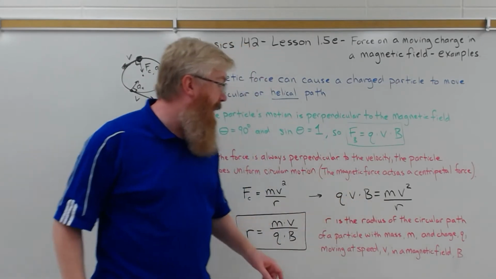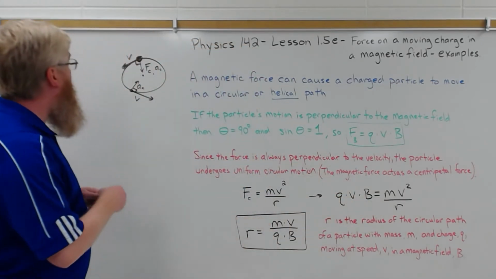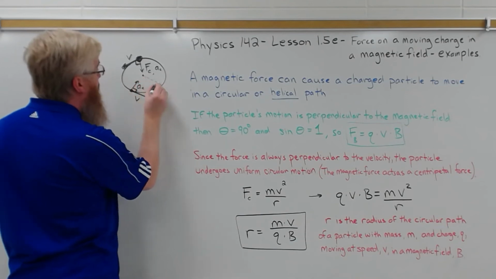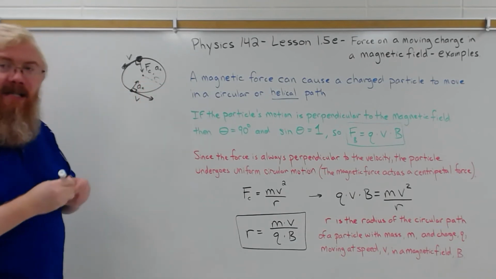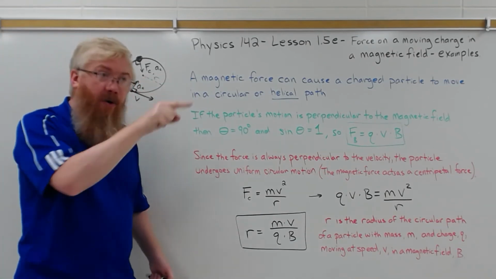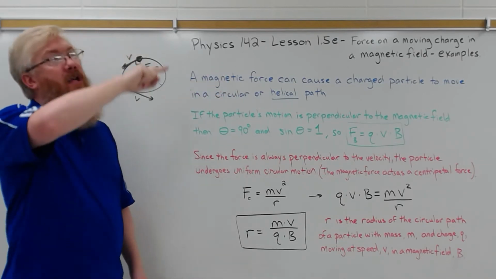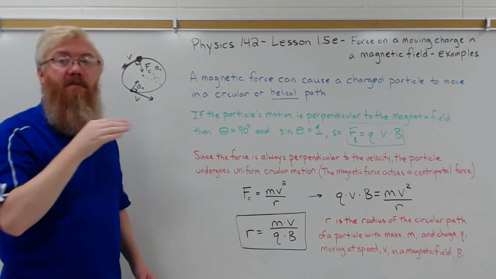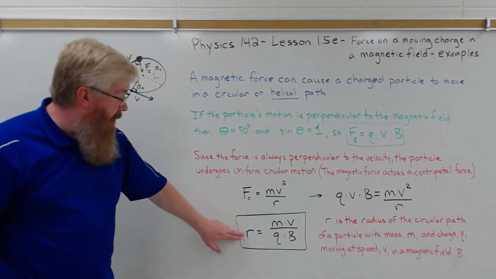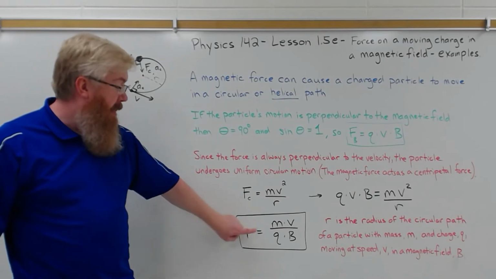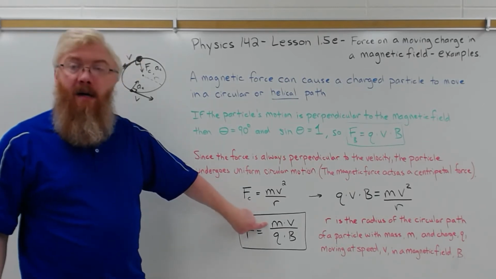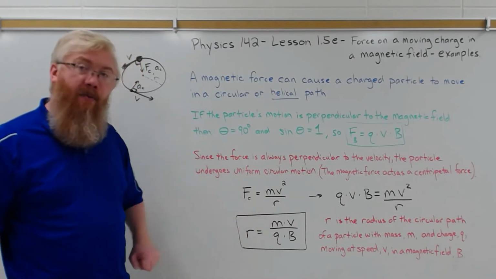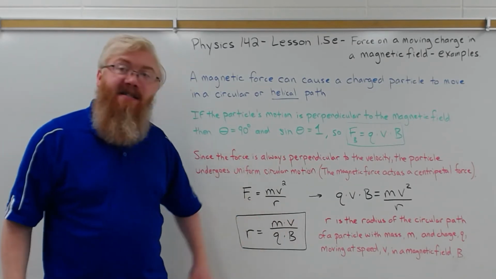And you can see that I want to know, what is the radius here? How big a circle is that particle going to make? Is it going to make a tiny circle, a rapidly moving circle, or is it going to make a very big circle as it moves through space? Well, to figure out how big that radius is, it depends on the mass of the particle. So the more massive the particle is, the bigger the radius is. It depends on how fast that particle is moving.